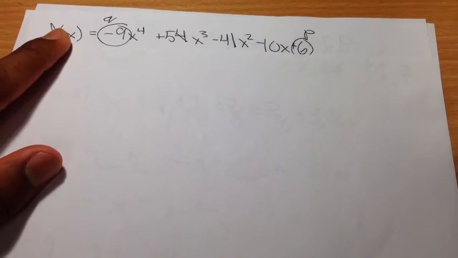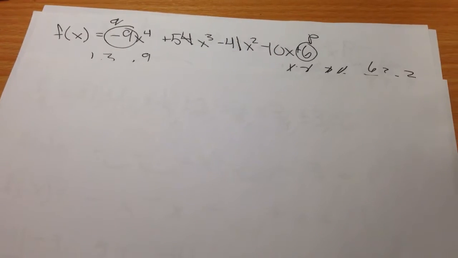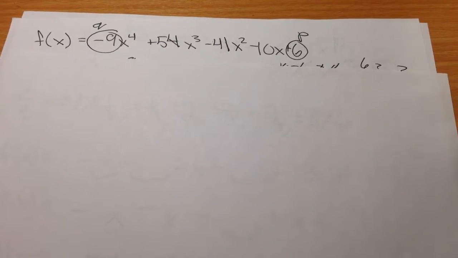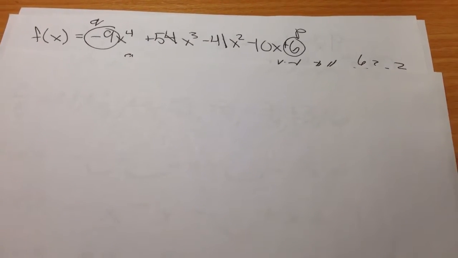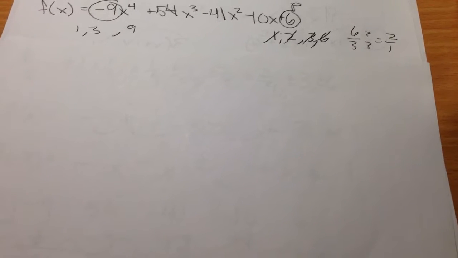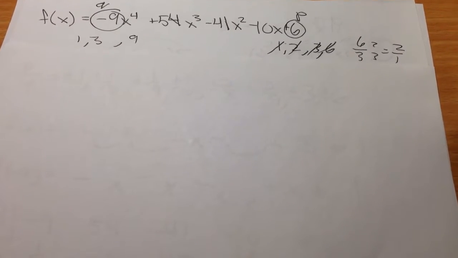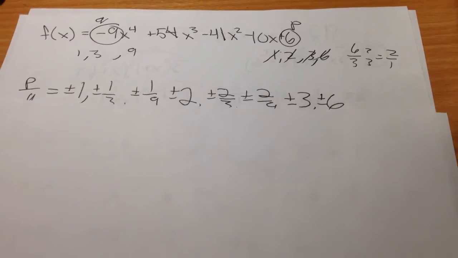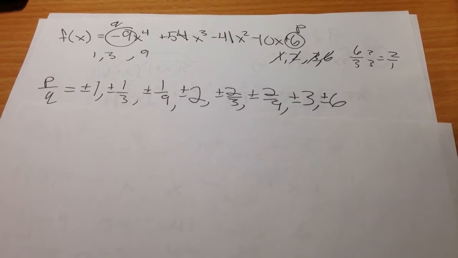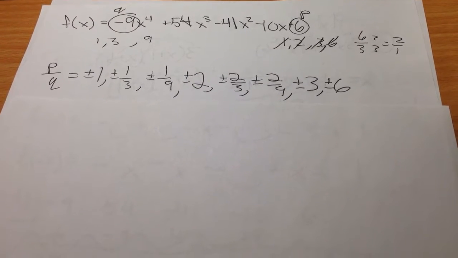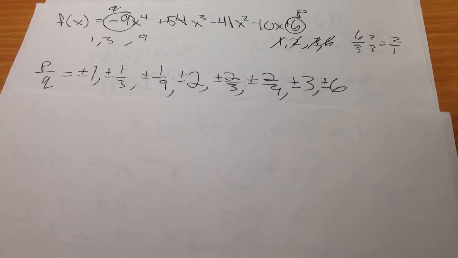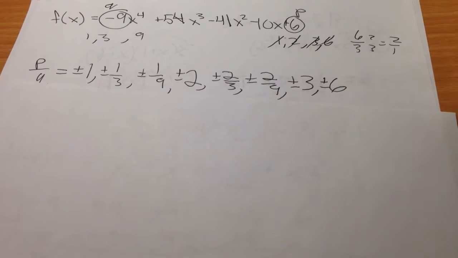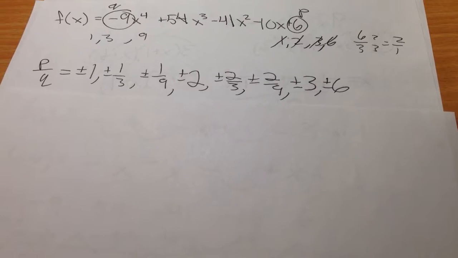Here it is. So the first thing you have to do is find your P's and your Q's. Your P is going to be the last number, and your Q is going to be the first number. You have to factor those out. For 6 you get 1, 2, 3, and 6, and for 9 you get 1, 3, and 9. Then you have to show P over Q equals, dividing each P by the Q, and these are the factors that you should get.